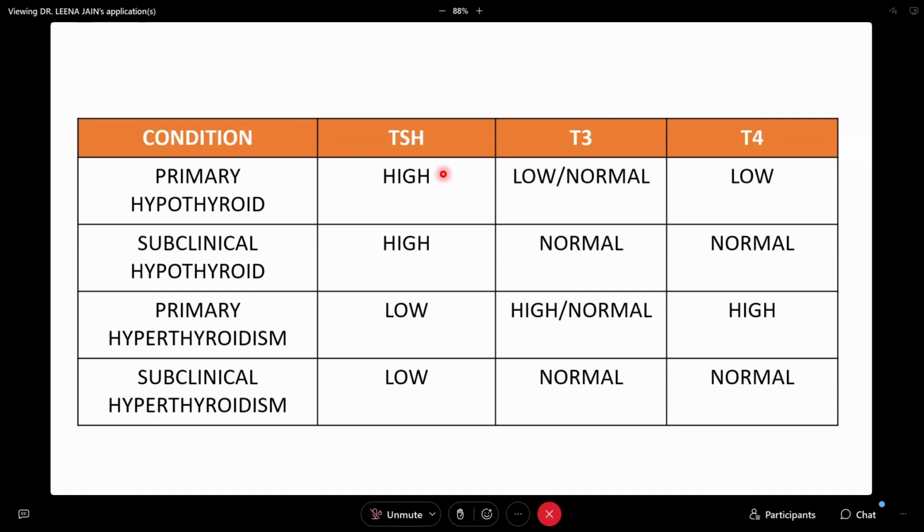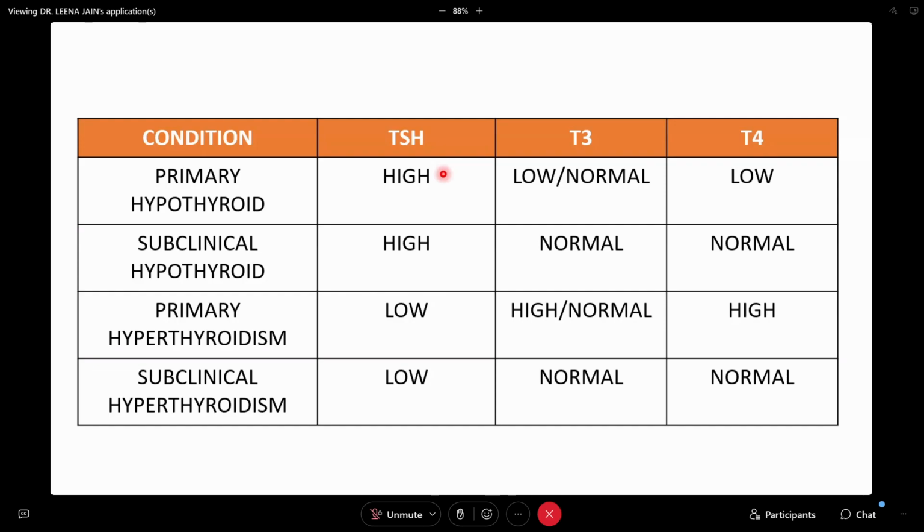So it is a basic slide to let you know how we should track down the things, when to label it as primary or when to label it as subclinical. So primary hypo is: TSH is high, T3 and T4 will be low. Subclinical will be when TSH is high, but T3 and T4 will be normal.